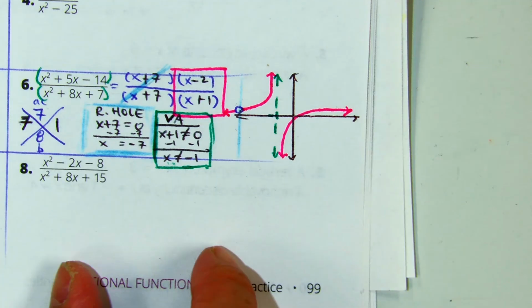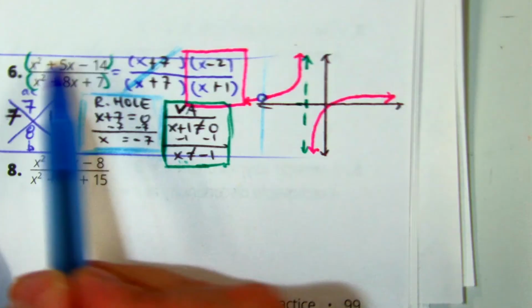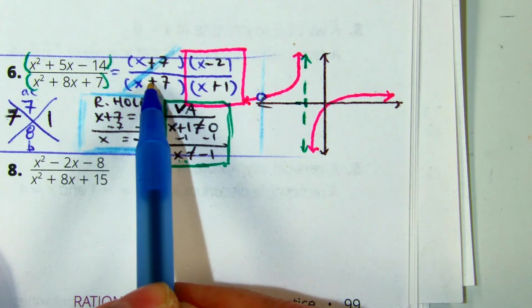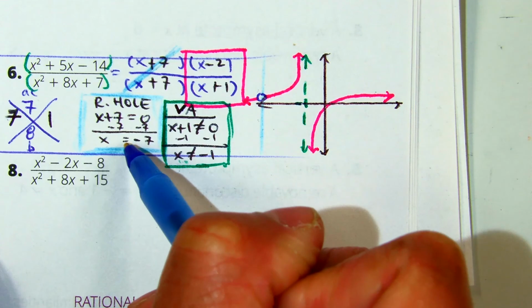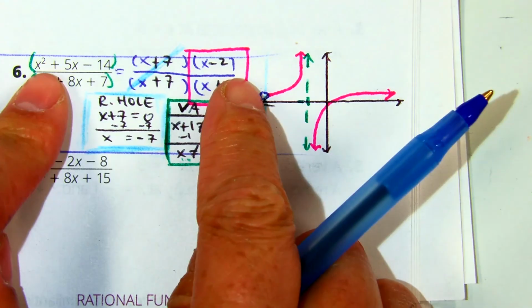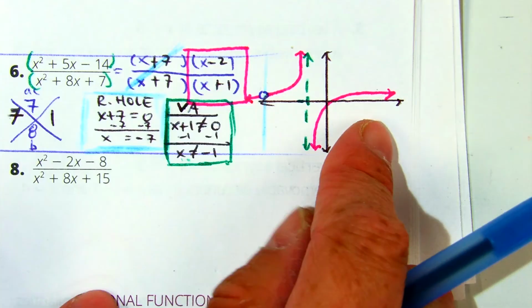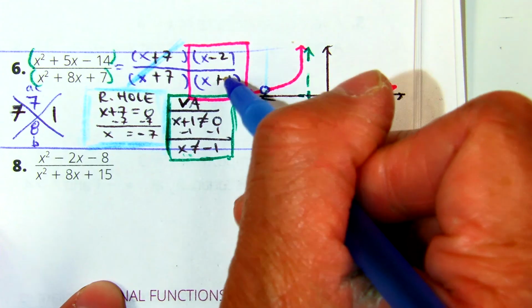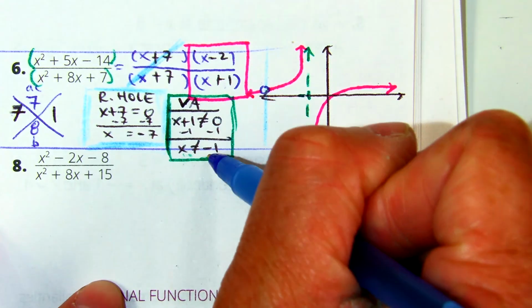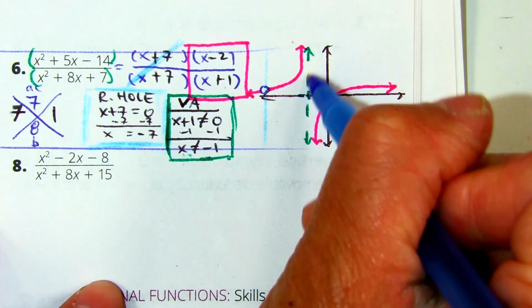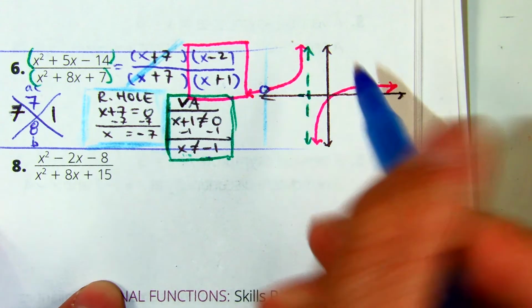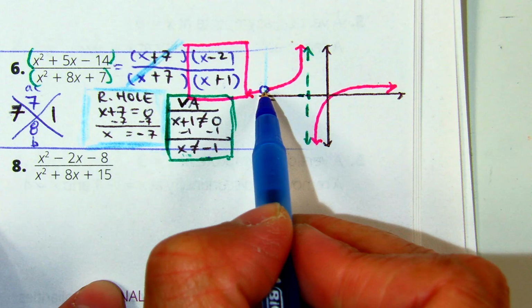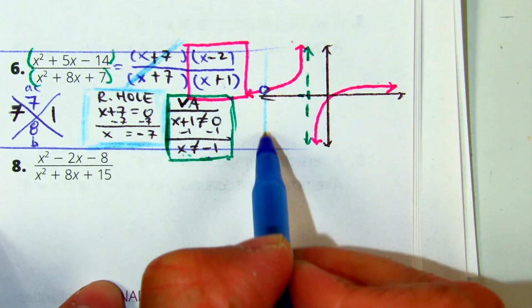Step number 1, I make sure I factored it. Step number 2, if I cancel it, it's a removable hole. I need to graph it. If I have a fraction, a rational function, set the denominator not equal to 0. That's your vertical asymptote. Use your technology to graph it. And then again, the hole, which doesn't show up on your technology, is where this blue line meets your graph.